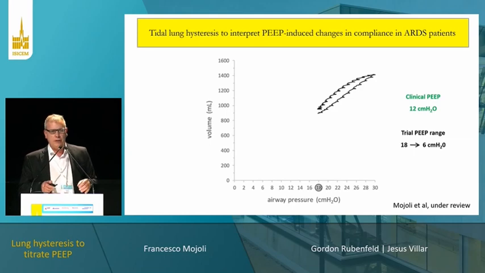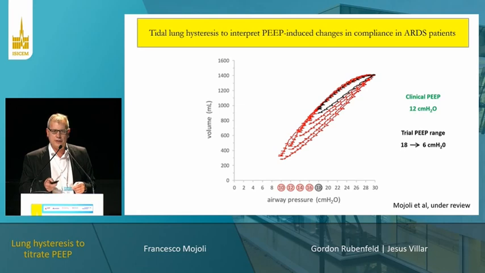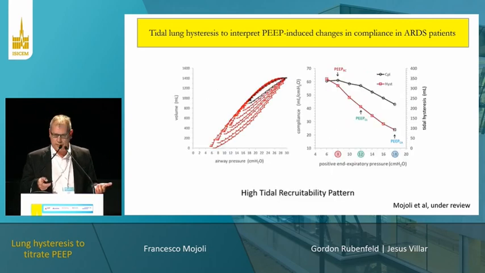And we observed 3 different patterns. This is one. This patient had a clinical PEEP of 12, so we studied a range of PEEP from 18 down to 6. This is the tidal PV loop at 18 of PEEP, up to close to 30 centimeters of water of plateau pressure, and you see tidal hysteresis is quite small. But as soon as we decreased PEEP in this patient, we observed a fast exponential increase in tidal hysteresis. So we call this patient a high tidal recruiter, because since the first step down of PEEP, it seemed that tidal recruitment was occurring in the lungs of this patient.